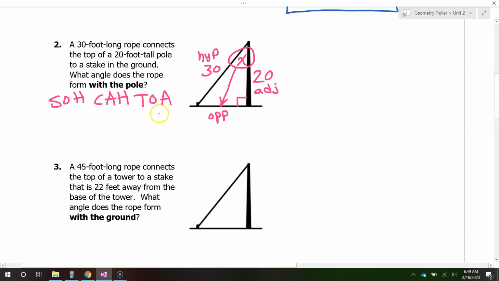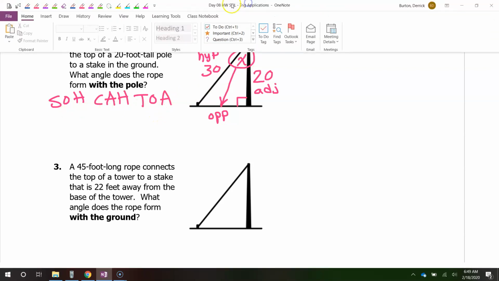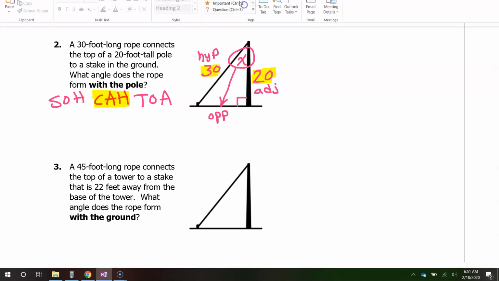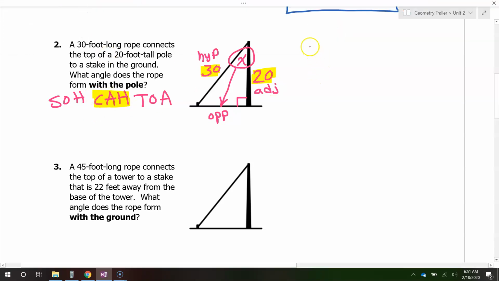Which one are we going to use? Well, we have two numbers that we're given. We have the 30 and we have the 20. So this is adjacent and hypotenuse. So adjacent and hypotenuse, that is going to be the cosine function. So that lets us know that we will write cosine of the angle that we circled, and that will equal adjacent over hypotenuse. So in this case, that's going to be 20 over 30.